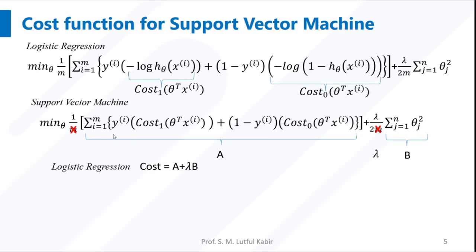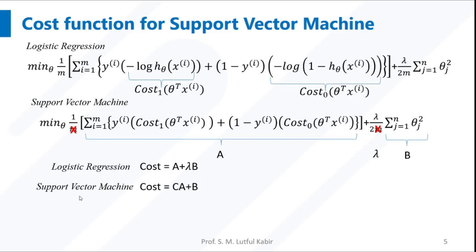When I say linear regression, the m term will be there. The term with m, let us say A, the term except the lambda we call B, and lambda will be there as a constant. So the cost function will be A plus lambda into B. But for support vector machine, let us say m equal to 1 in this particular equation. M is not equal to 1 in all cases, but for the cost function, let us say m equal to 1, or we just remove this constant factor.